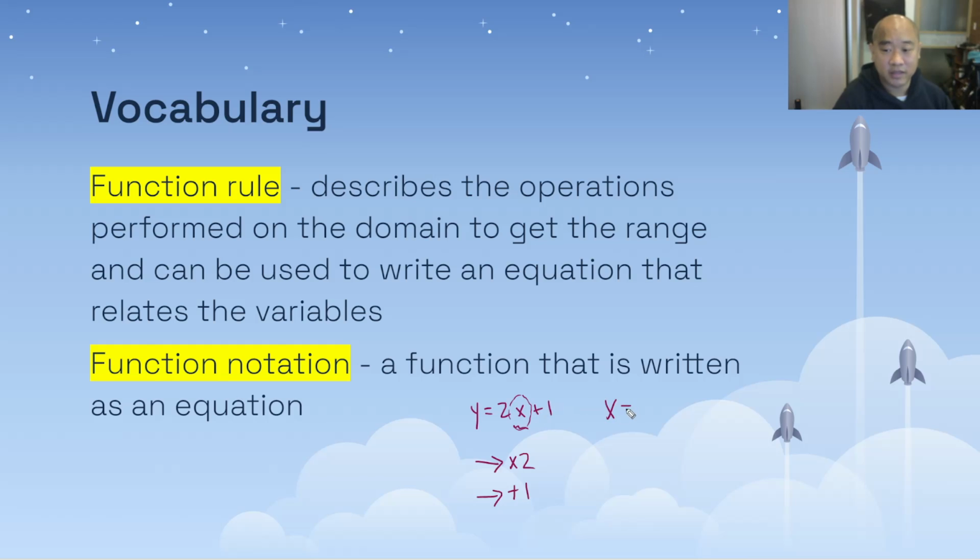So let's say if we put x is 2 here, what are we doing to the 2? We're going to multiply by 2. You're going to get 4. We're going to add 1. We're going to get 5. That's what we're going to do.